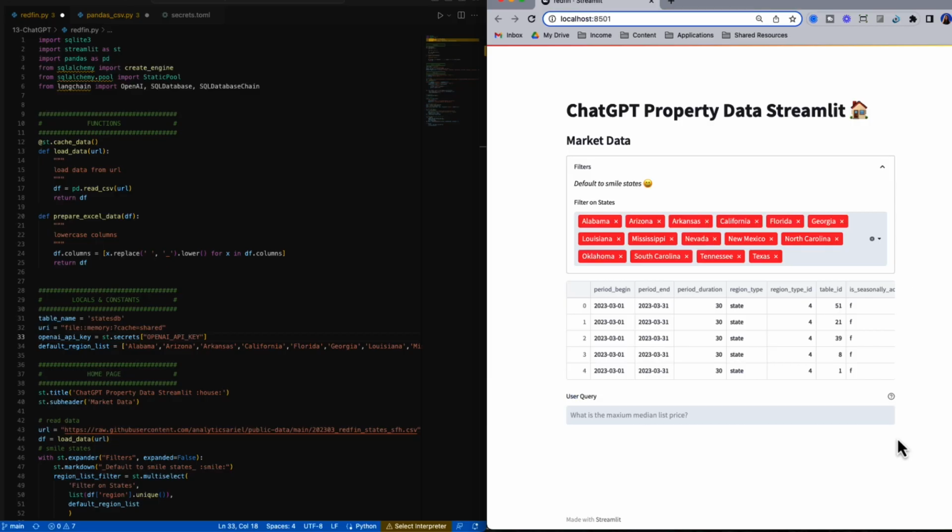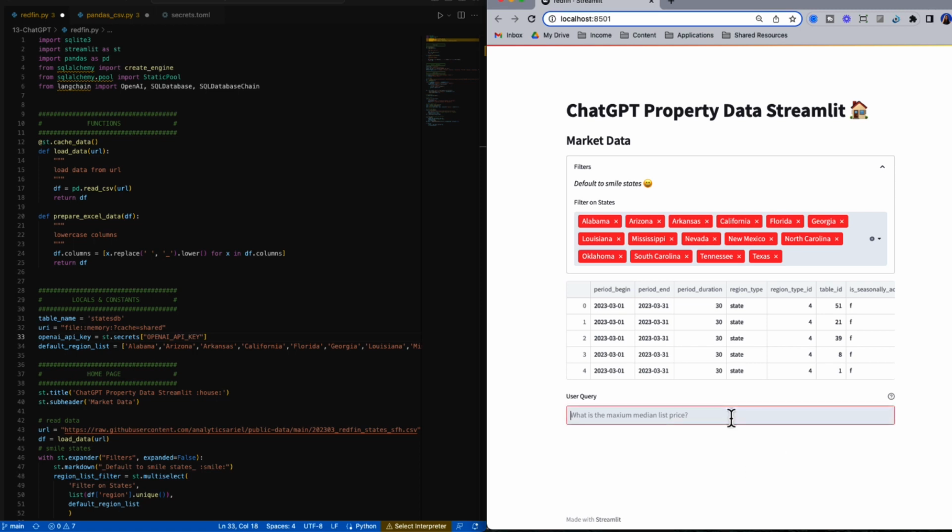So for this app, I filtered on those smile states, and now I want to train ChatGPT to first read in my CSV file, and then be able to answer questions on it. I'm going to start with just how the app works, and then we'll work our way backwards with how to implement it with Python.